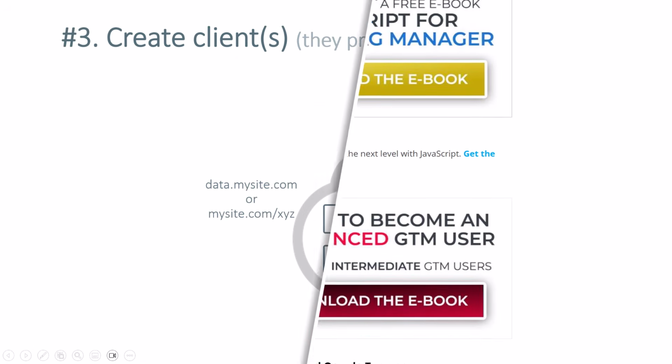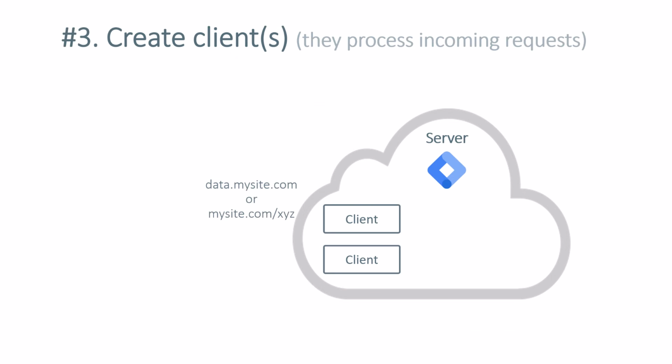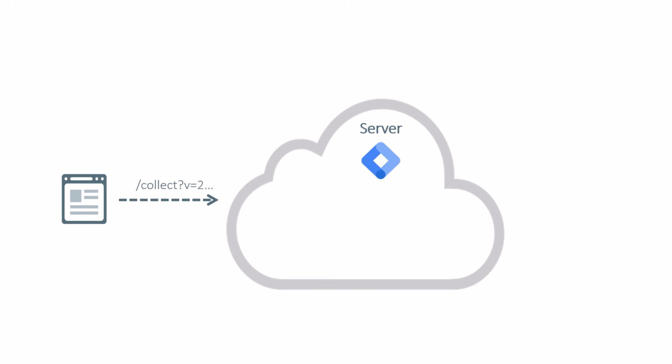After we have mapped a domain, the next step is to configure clients. Clients are gateways that are responsible for picking the incoming request and then doing something with it. The most popular scenario is, for example, when you're sending a Google Analytics request to your server, then a Google Analytics client claims that request and makes data available for tags in the server container.